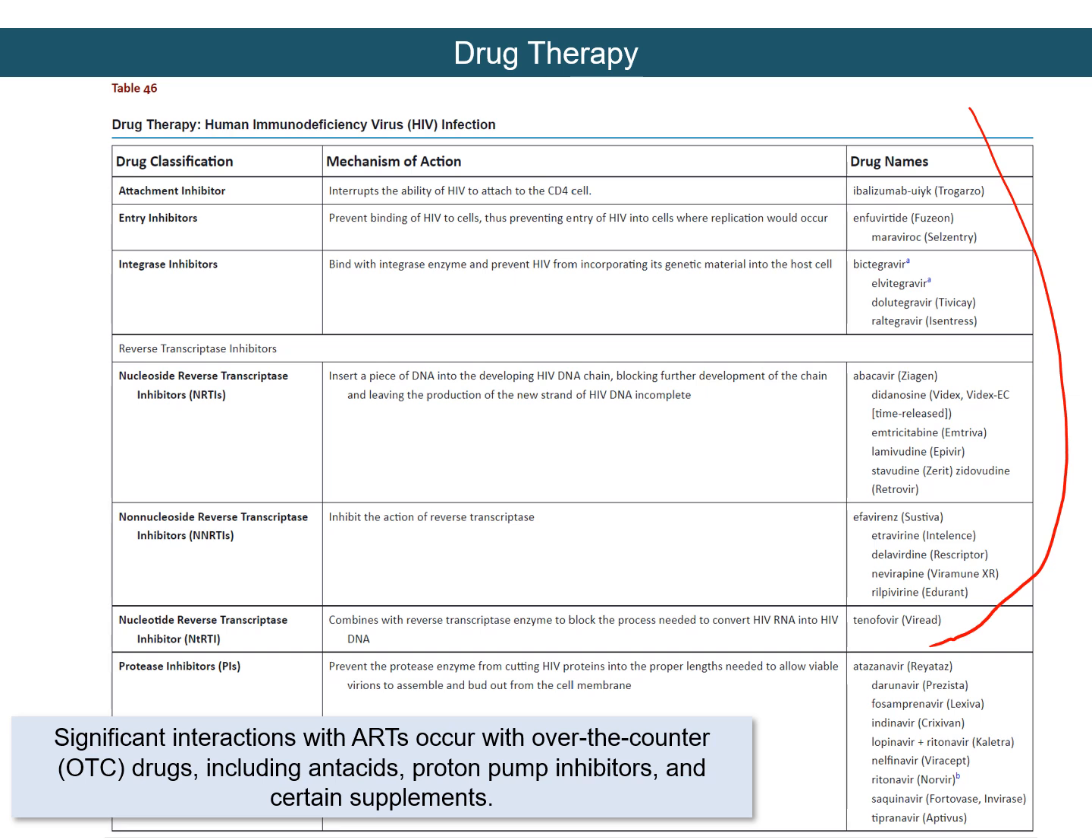Just to note here, there can be interactions between over-the-counter medications and these ART drugs. So that's part of the teaching for the patient. They shouldn't take any over-the-counter medications until they clear it with a doctor. So again, avoid over-the-counter medications when patients are on ART therapy.